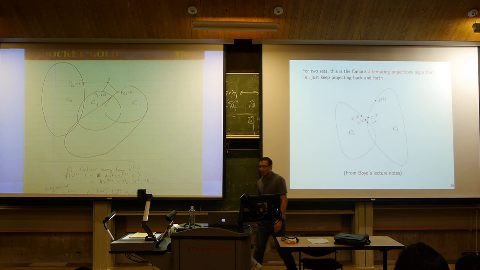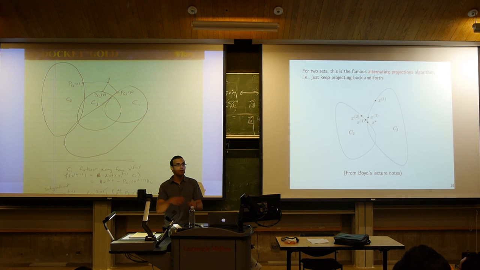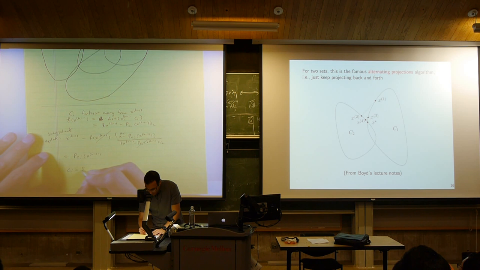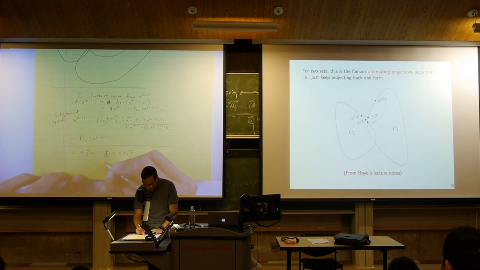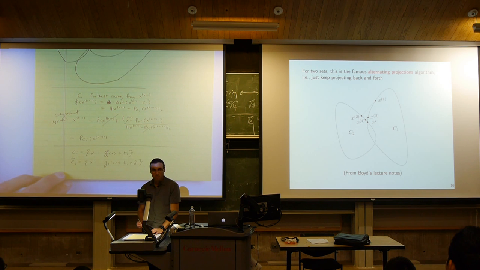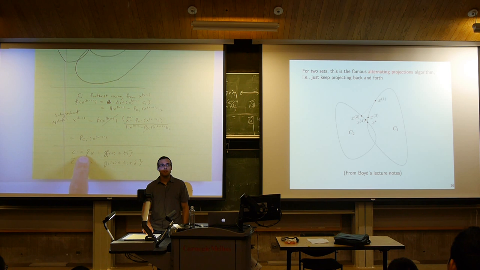Well, there's one cheap way to deal with that, which is you just inflate all the sets. So I add a little tube to all the sets. And if your sets are defined by inequalities, that's usually easy to do. If C_i was, for example, the set of all x for which, let's say, g_i of x was less than or equal to t_i, then before I run this method I can think about taking a slightly larger set, something like this. And if I get close to this set, then I'll hopefully end up in the original set. Good question.